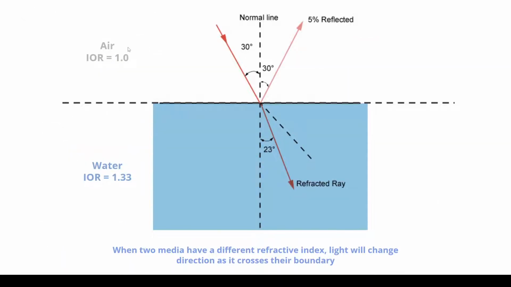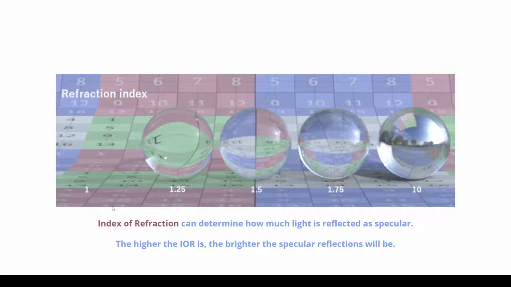So here's a demonstration or diagram of this. On the top we have air, and on the bottom we have water. Air has an index of refraction of close to 1, and water has an index of refraction close to 1.3. And so you'll see that light, when it comes in, changes direction very slightly. So it's actually bending. And due to the difference between these two values, a certain percentage of light is bouncing off. So when two media have different refractive indices, light will change direction as it crosses the boundary. And again, it can determine how much light is reflected as specular.